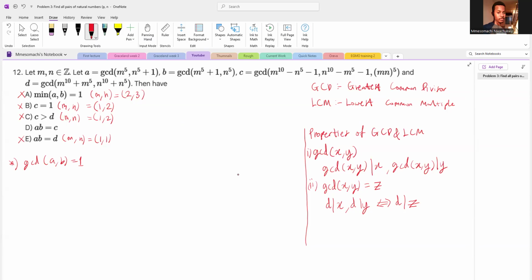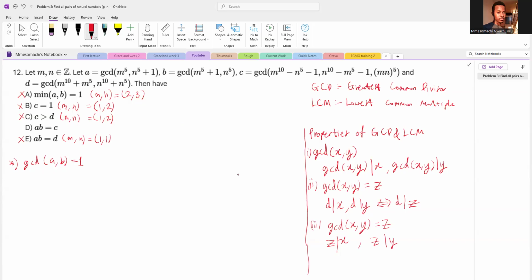And then the third property. Properties are quite a lot. So if we have the GCD of X and Y being equal to Z, then Z divides X and Z divides Y.